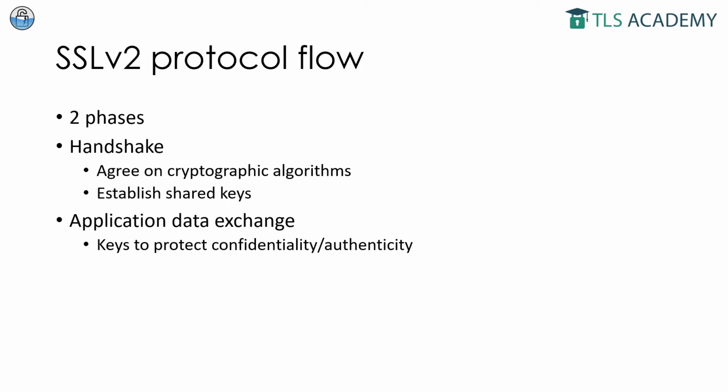An SSL or TLS protocol flow consists of two phases: handshake and application data exchange. In the first phase, the communicating parties agree on cryptographic algorithms and establish shared keys. In the second phase, these keys are used to protect the confidentiality and authenticity of the transmitted application data. The handshake protocol was fundamentally redesigned in SSL version 3. This new handshake protocol was then used in later TLS versions, up to TLS 1.2. In the following, we describe the RSA-based handshake protocols used in TLS and SSL version 2, and highlight their differences.